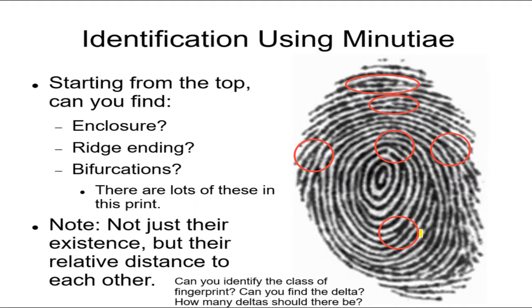By the way, remember we were asked the question, how do you classify this? It's a whorl. Here's one delta. The other delta must have been over there. But apparently this was not a complete fingerprint. But it was a whorl, and there would be 2 deltas, even though you can't see one of them.